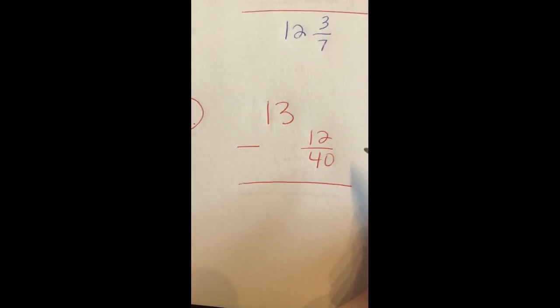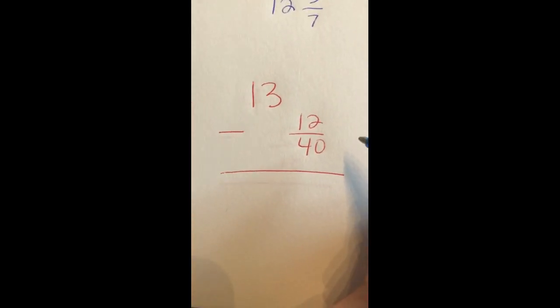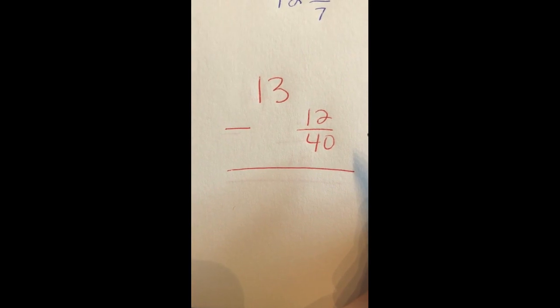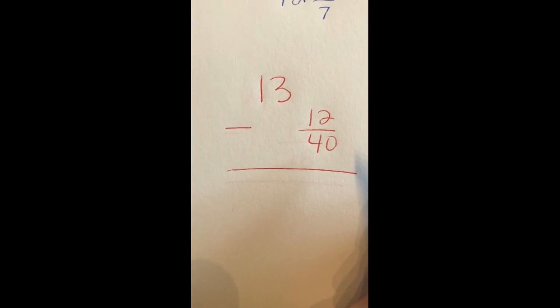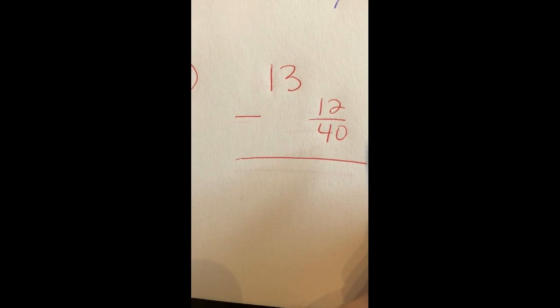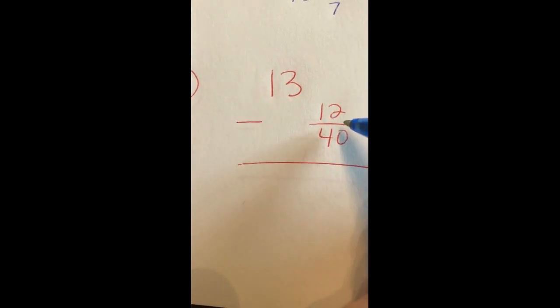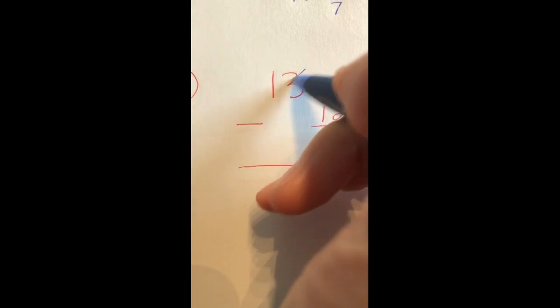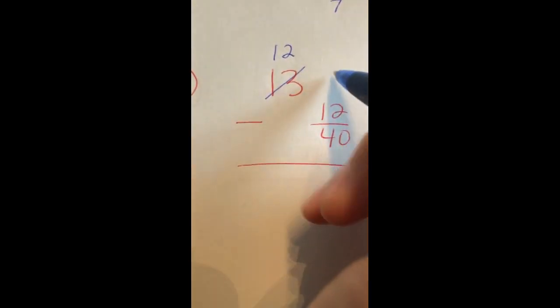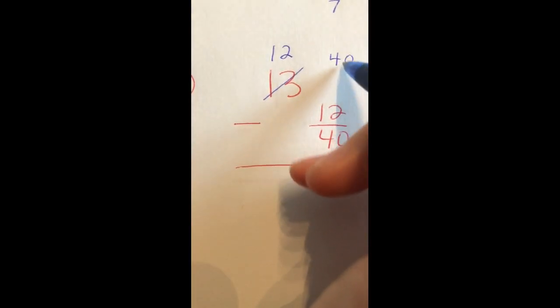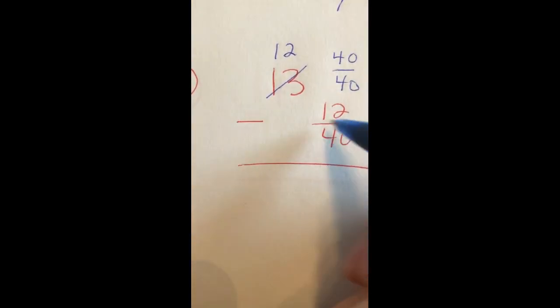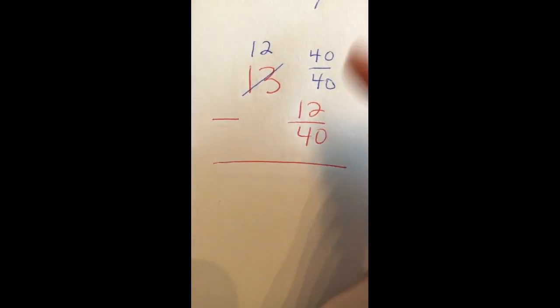Number 5 is 13 minus 12/40. Again, write this somewhere on your paper and follow along with me. So 13 minus 12/40. If I'm going too fast, you can pause the video and go back and rewatch. So again, I have nothing to subtract my 12/40. So I'm going to cross off my 13, make it a 12. In this case, I'm going to have it be 40/40 because my denominator is 40.